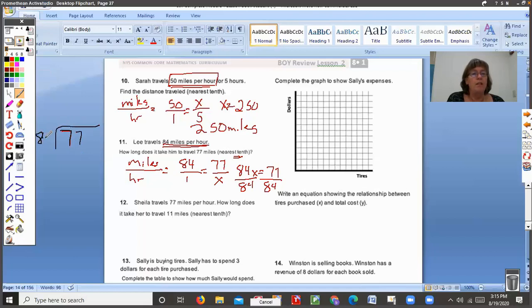So again, you have to know your 84s, and you probably don't. So let's create a series over here. And again, you might as well just put this in the front of your book. So we're going to add 84 and 84, so we get 168.